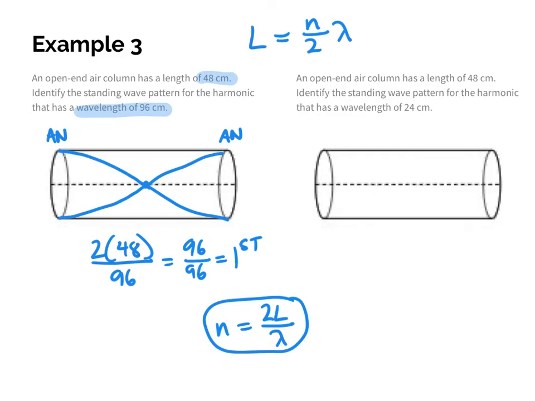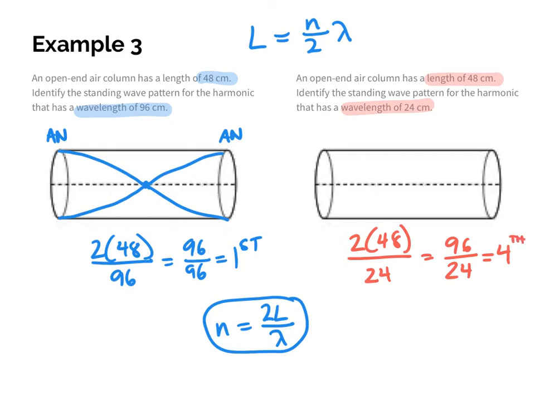Second example here, again, I'm going to look at my length of 48, my wavelength of 24. If I want to find the harmonic, I'm going to take 2 times the length, so 2 times 48 again, and compare that to the wavelength 24. So 2 times 48 again is 96. Divide that by 24, and you're going to get 4. So that means we have the 4th harmonic.